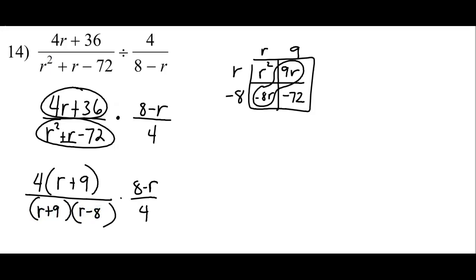All right, and then we're going to cancel whatever we can. In this case, the R plus 9s are exactly the same. The 4s are exactly the same. The R minus 8 and the 8 minus R are opposites. We're allowed to cancel those so long as we put a negative there. And everything's gone except for that negative 1, so the final answer would be negative 1.